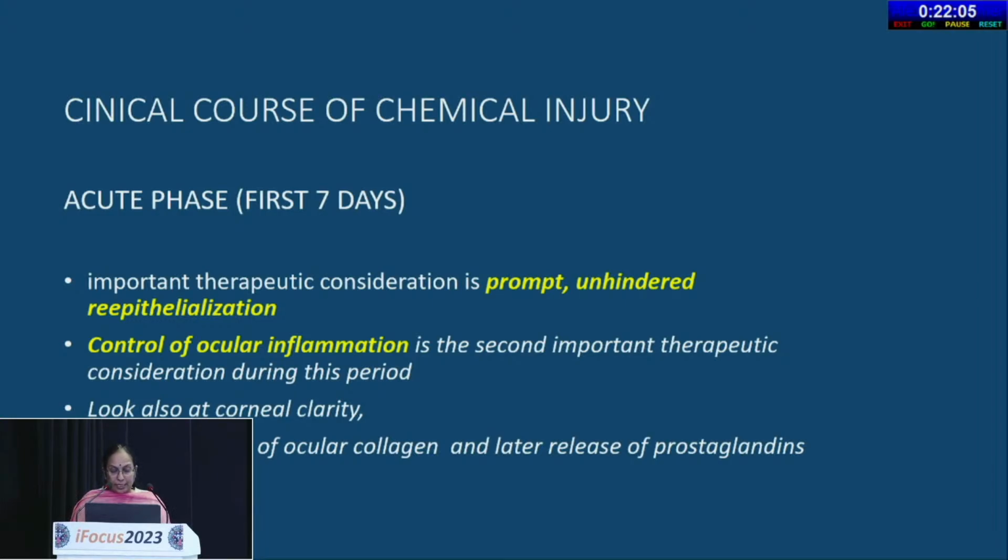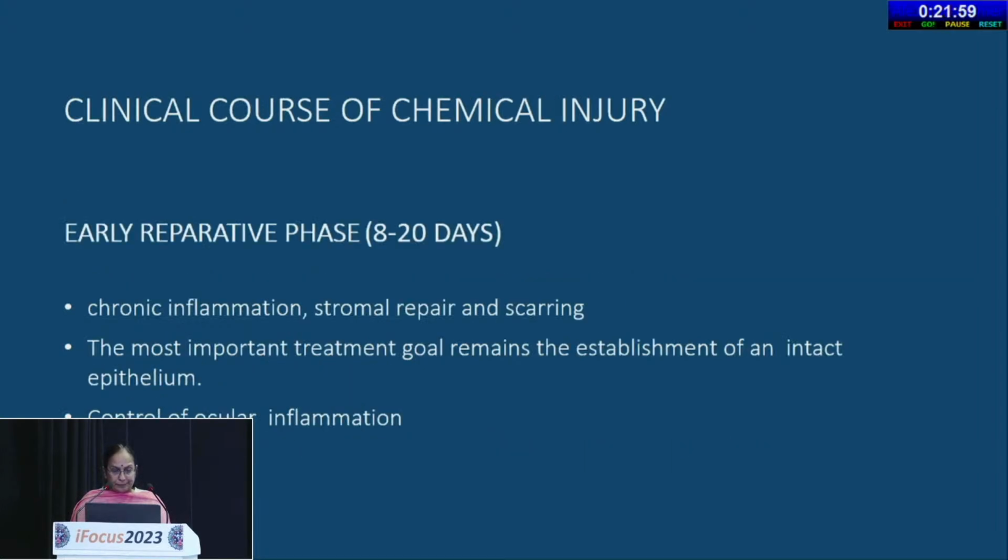Shrinkage of ocular collagen, and later due to release of prostaglandins. These are the two mechanisms for raised intraocular pressure. In the early reparative phase in 8 to 20 days, there occurs a chronic inflammation, stromal repair, and scarring.